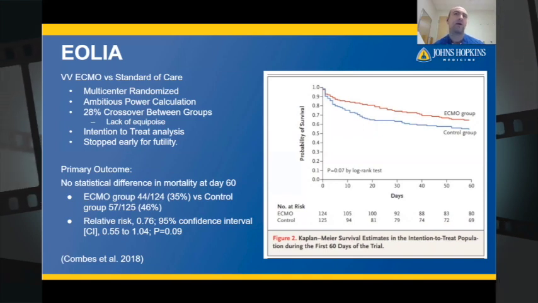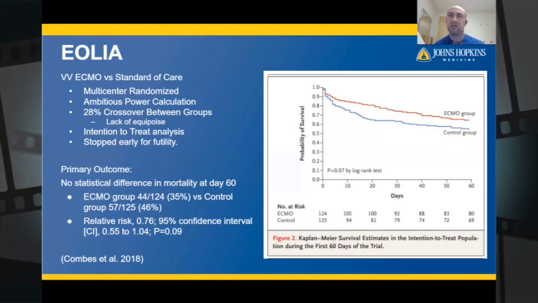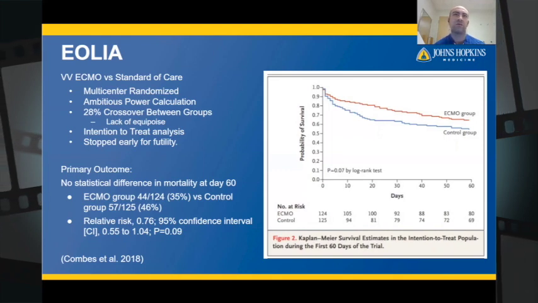The EOLIA trial was a prospective multi-center randomized controlled trial at 64 centers, primarily in France, to answer the question of, in patients with severe ARDS, does early initiation of ECMO compared to standard care improve mortality at 60 days? The control group received standard of care lung protective ventilation at 6 mL/kg, and a PEEP set so as not to exceed a plateau pressure of 28 to 30. Prone positioning, muscle relaxation, bicarb infusions, and pulmonary vasodilators as adjuncts were all permitted.